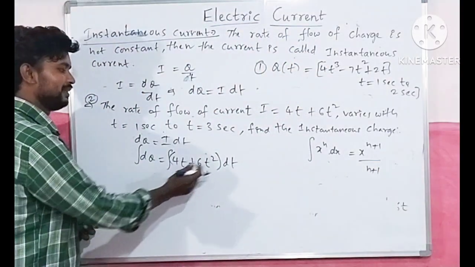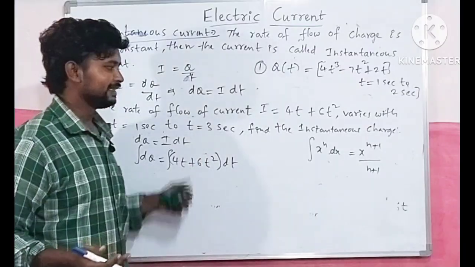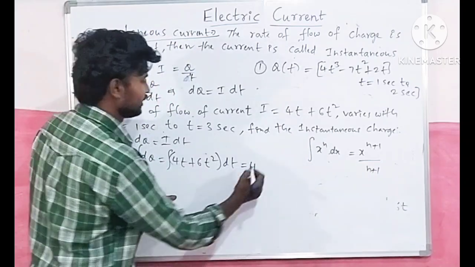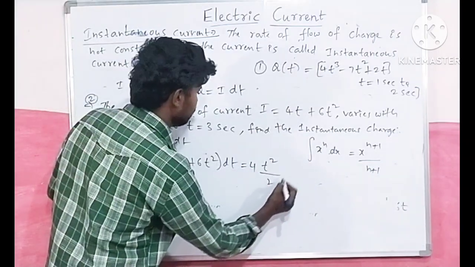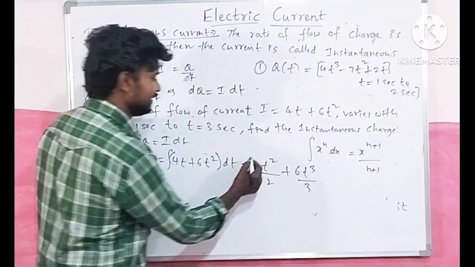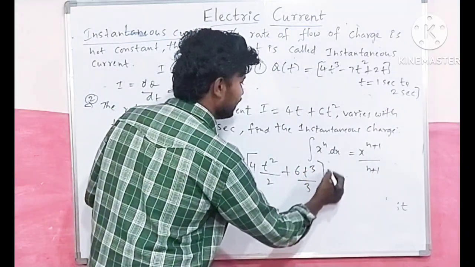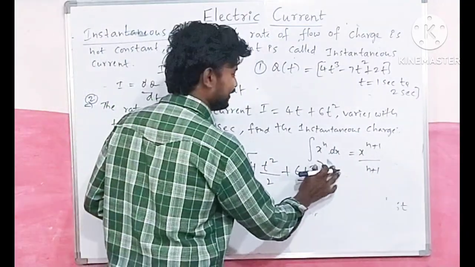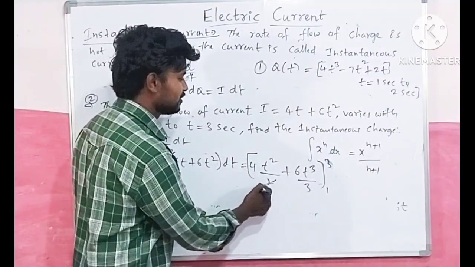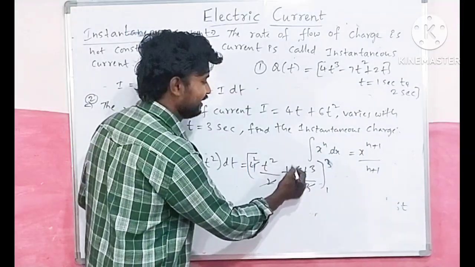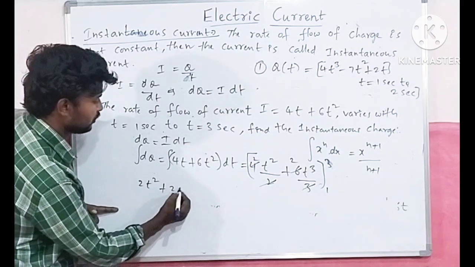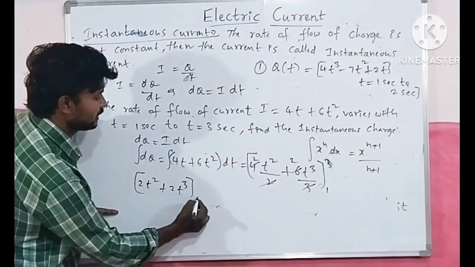Here we integrate with respect to time. Here 4 is a constant. Next it is 4 into t square by 2 plus 6 into t cube by 3. The limits vary from 1 to 3. Solve it: 2t square plus 2t cube, with limits 1 to 3.